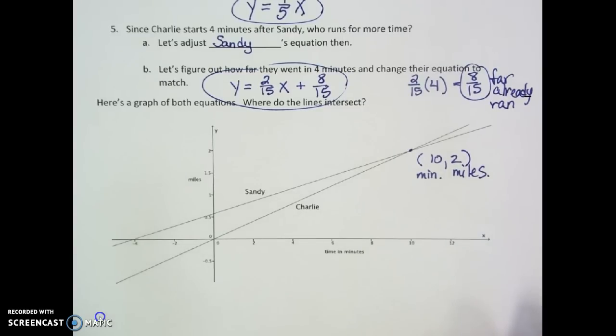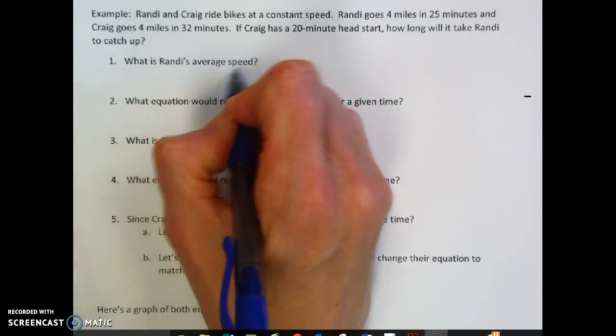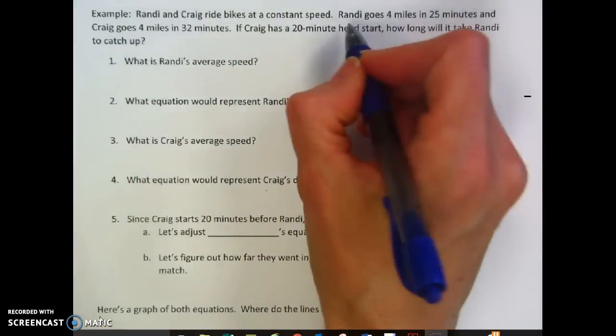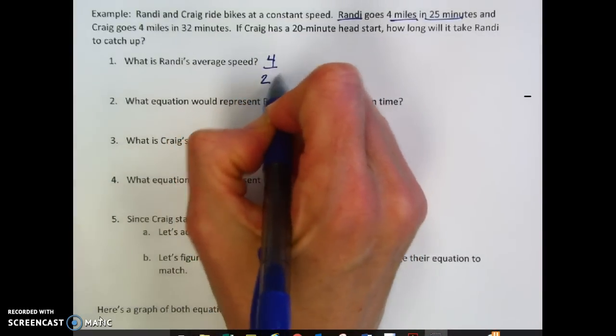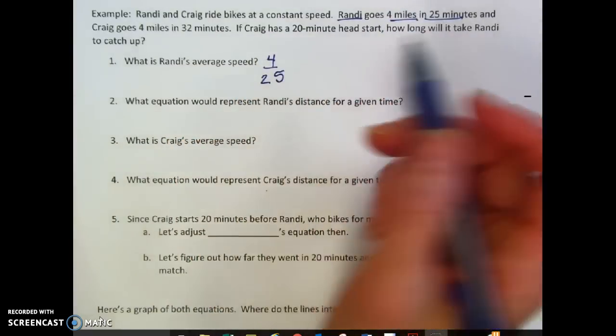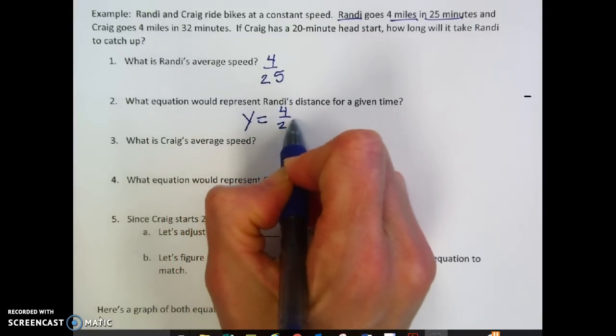Okay, let's try another one. Randy and Craig ride bikes at a constant speed. Randy goes 4 miles in 25 minutes and Craig goes 4 miles in 32 minutes. Craig has a 20-minute head start. How long will it take for Randy to catch up? We're going to do the same thing. Start with just the plain average speed. Randy's speed would be distance divided by time, so 4 divided by 25, which doesn't reduce. So Randy's equation would be y equals 4/25 x.